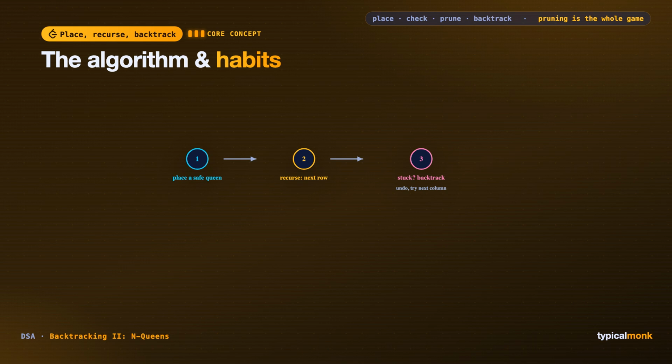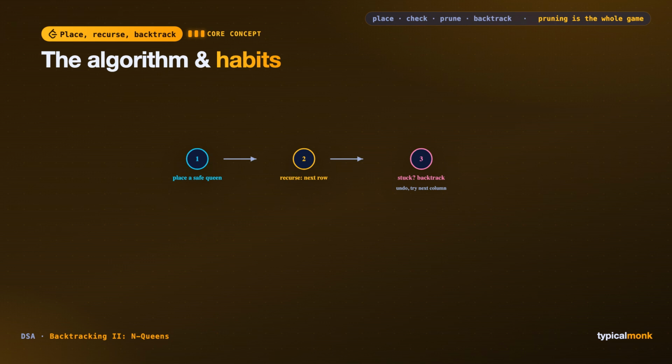The algorithm is our familiar three beats, now guided by the rules. Place: put a queen in a safe column of the current row. Recurse: move to the next row and try to solve it. Backtrack: if the current row has no safe column, undo, remove the previous row's queen, and try its next column instead.